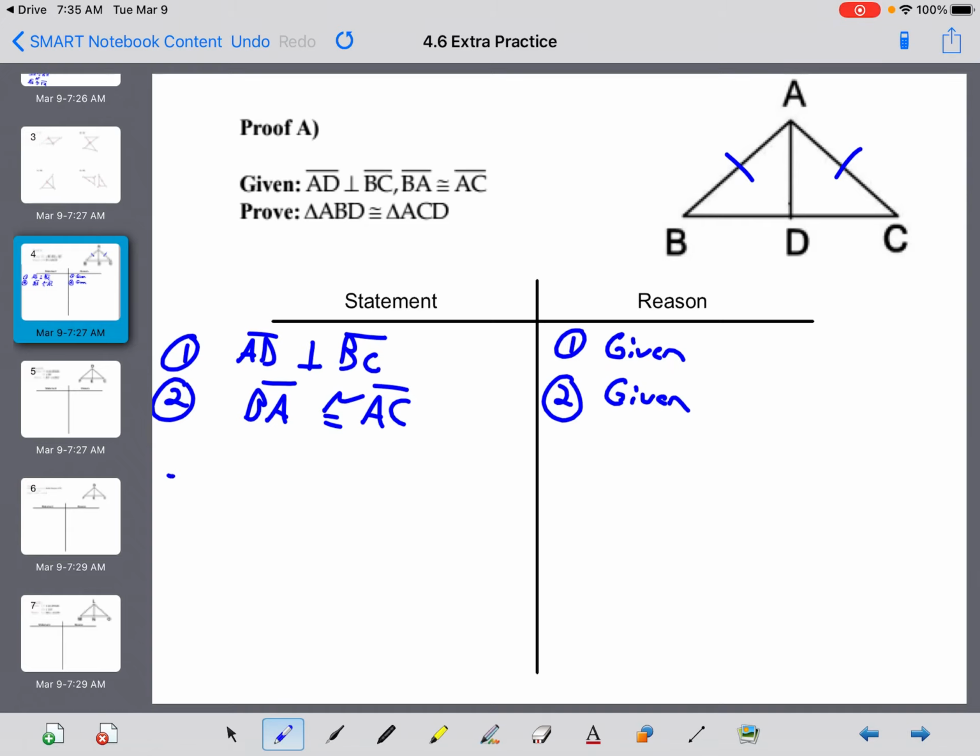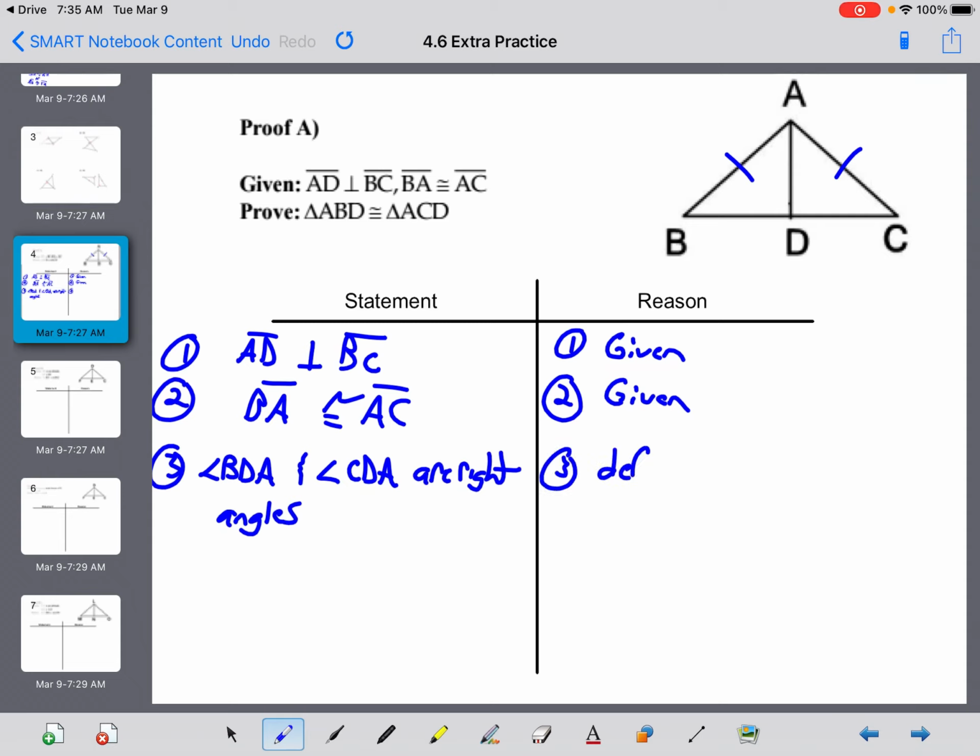Well, since it's perpendicular, we can say that angle BDA and angle CDA are right angles. And that's the definition of perpendicular. So put your right angles in. Okay, next we would need is a leg. We have our hypotenuse here. Okay, these are our hypotenuse across from the 90 degrees.